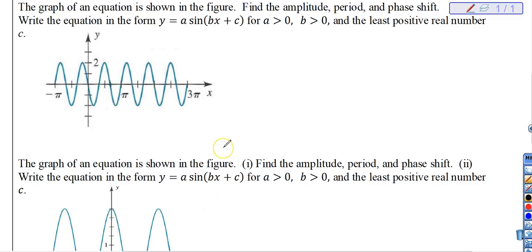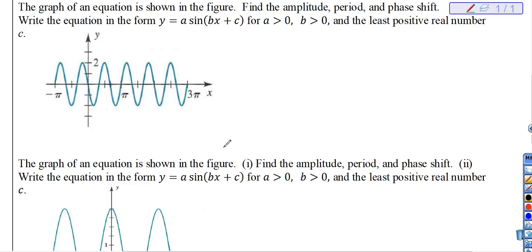Okay, so let's read the problem. It says the graph of an equation is shown in the figure. Find the amplitude, period, and phase shift. Okay, so we'll have to do that. We'll look at the graph and we'll identify those things. We'll use colors to do that. Then write the equation in the form of y equals A sine of Bx plus C. So we're going to specify that we're working on the sine wave, not the cosine wave.